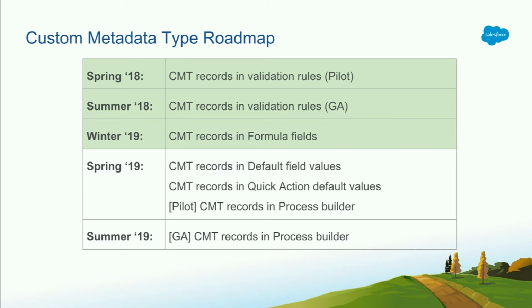You can just go and check it out in your sandbox today. In Spring '19, we have a big chunk of work ahead of us. We're planning to add support for default values on the field level and in the quick actions, as well as targeting a pilot for Process Builder. That was so far one of the most requested features by advanced admins, to have the ability to reference custom metadata types there. And hopefully we'll deliver it to GA in Summer '19.